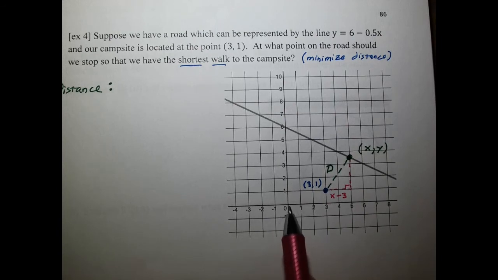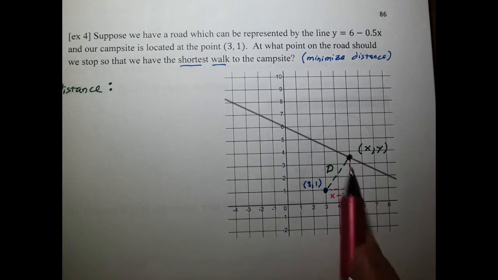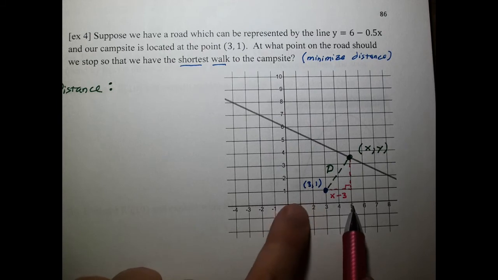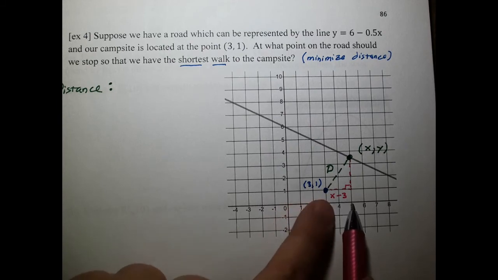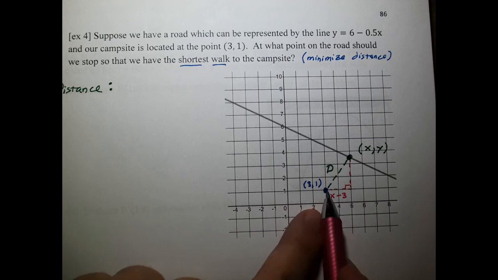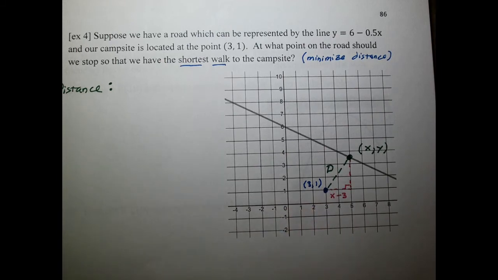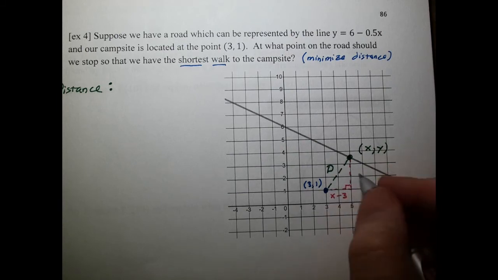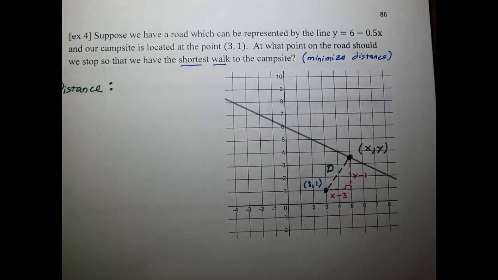Because from the origin all the way out to wherever the point on the road is, that's a distance of x, minus this distance of 3 getting to the campsite side from the origin, leaves us with x minus 3 left over. And from the x-axis all the way up to this point, that's a distance of y. But if we go up just 1, that's the height of the campsite. So the height here is y minus 1.